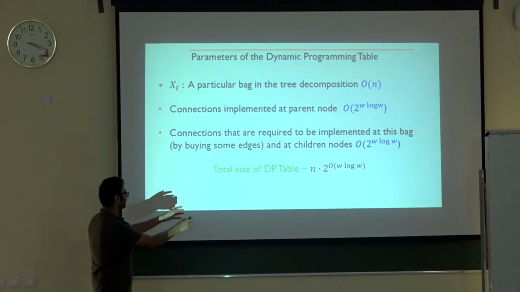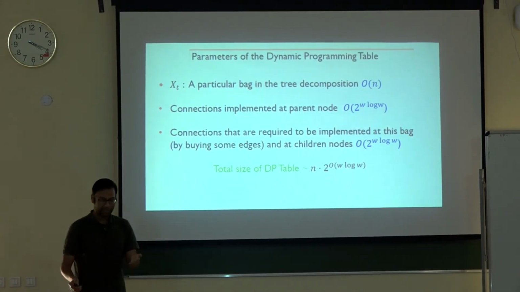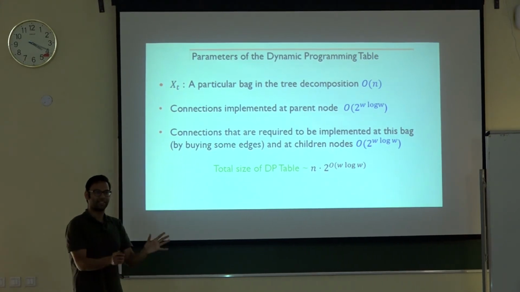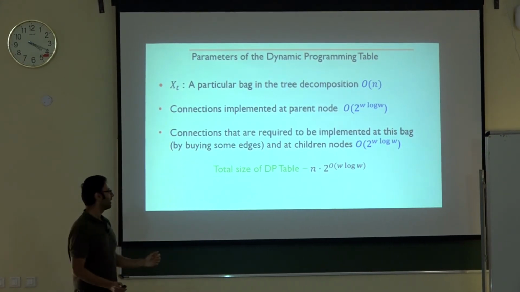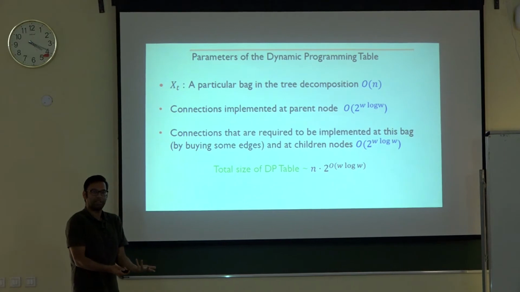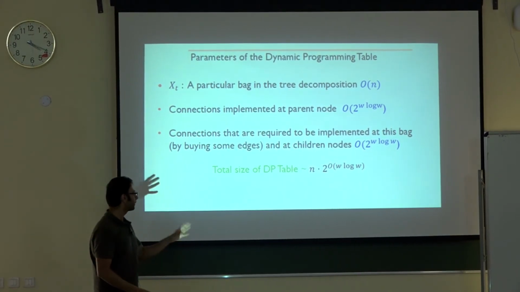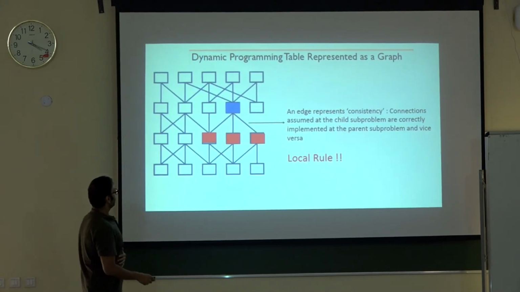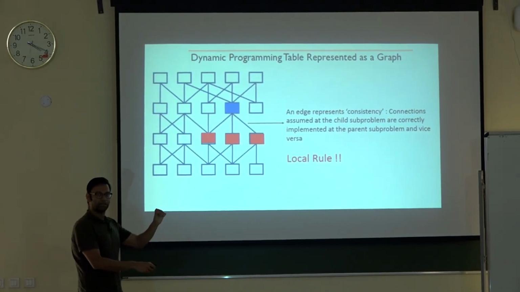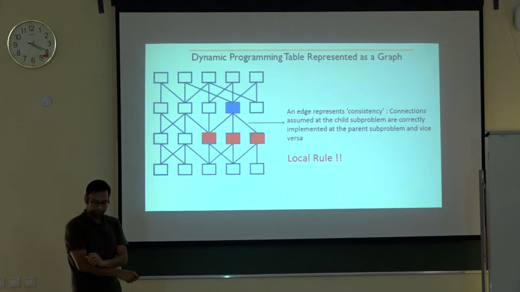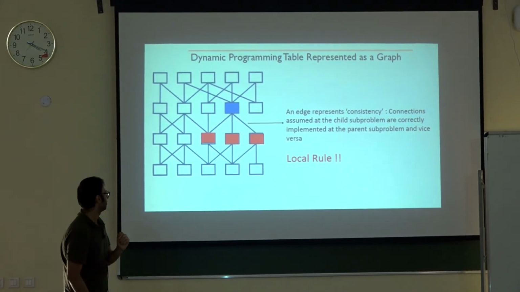So great so far. I have a DP table, but so far I do not seem to have done anything. I have just created some weird DP table. But how do I ensure that when I solve this dynamic program, I indeed have a Steiner tree at the end? Okay. So in order to do that, let's try to visualize the DP table in the form of a graph. Okay? I define the graph in the following way.